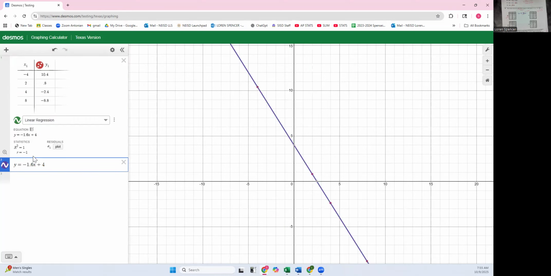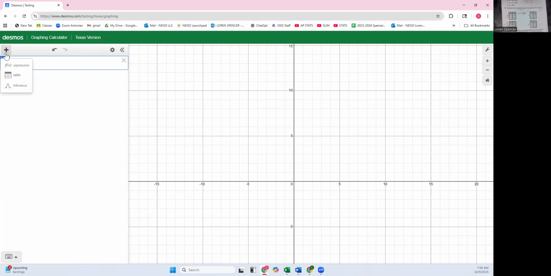Okay, so let's just look at the -1.6 part and turn that into a fraction and see if that is what we need. And I get -8/5. So in this case, I have m equals -8/5, but I needed -5/8. So B is also incorrect. Okay, we'll clear that out. Hit the plus button again, get a new table, do the next one.